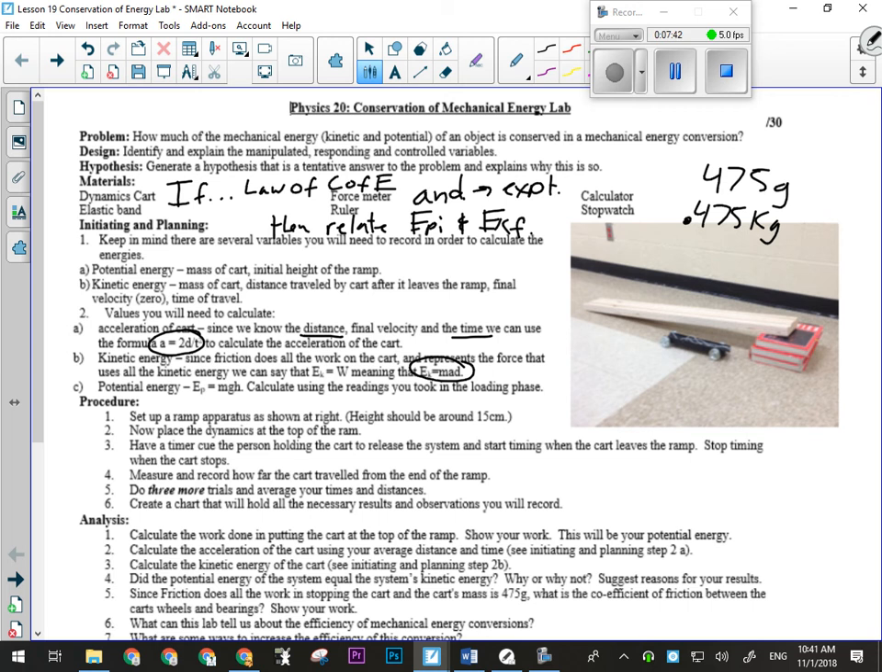I can use m times a because at the bottom of the ramp, friction will be the only force stopping the cart. In other words, it's also the net force. That's why I can use m times a. So if I go m times a times d, that's force times distance. We're changing the kinetic energy. It's net force that changes kinetic energy. And then potential energy, obviously we'll just use the potential energy formula, m times g times h, and we'll have all the numbers we need to do that.